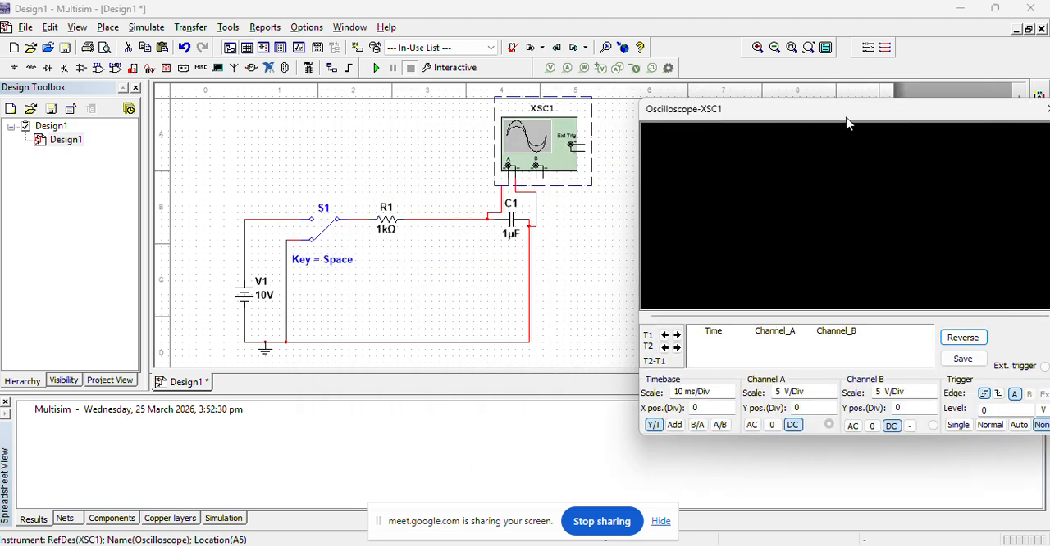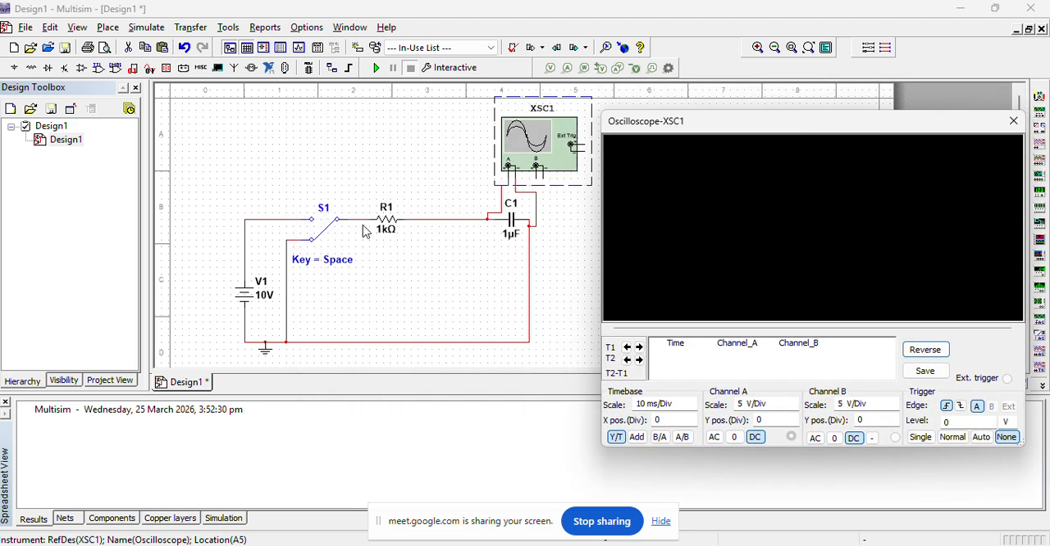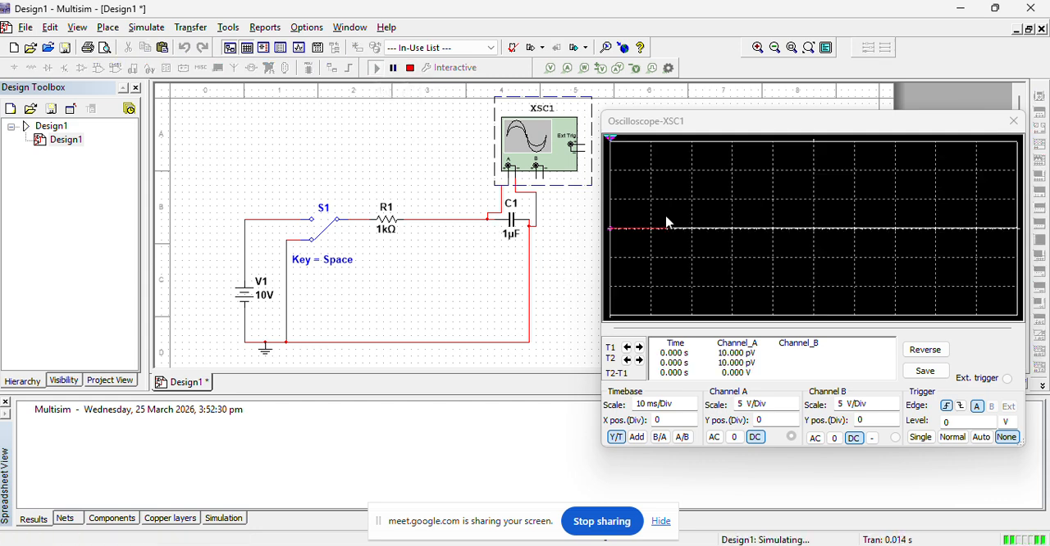Now open the oscilloscope and we can run the simulation. Initially, this switch should be placed down so that while running the simulation we can move it up and the capacitor should be charged. So in this position the capacitor will be charged, in this position the capacitor will be discharged. Now let's see this. Let's run the simulation.